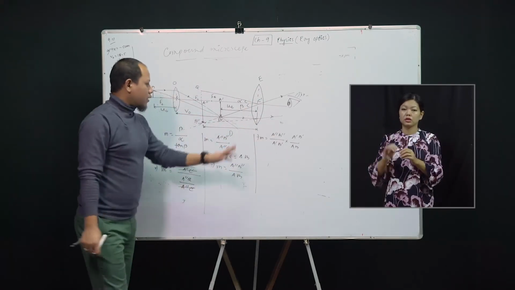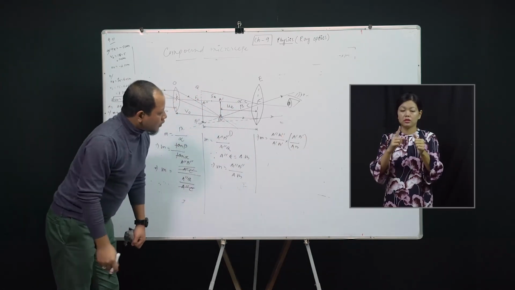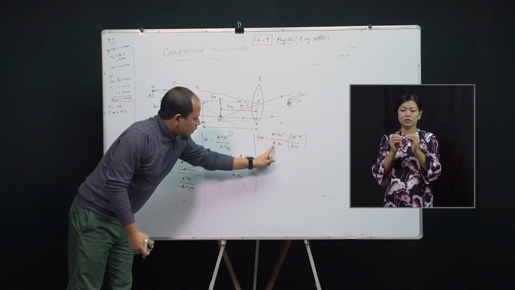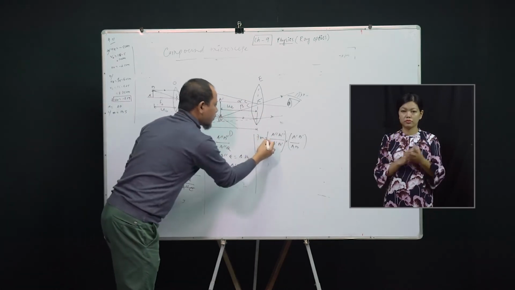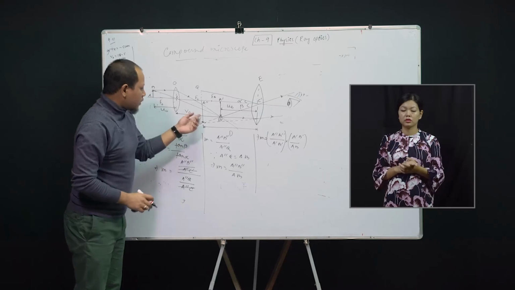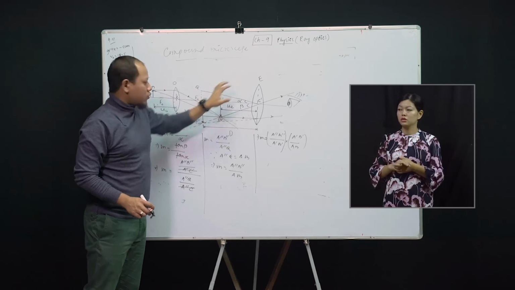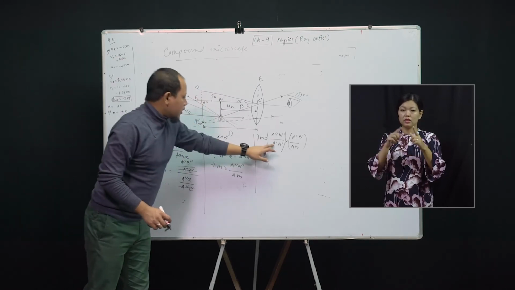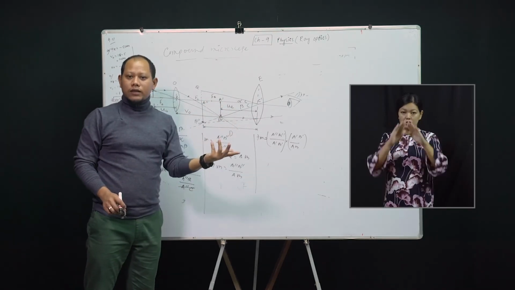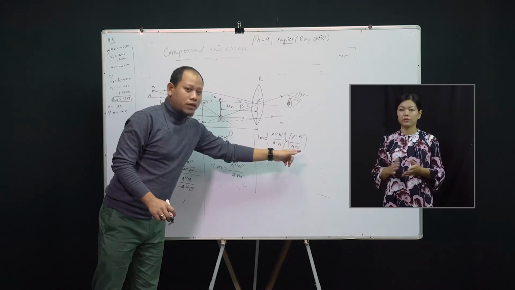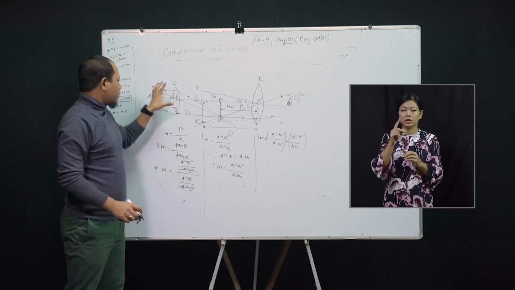From here, let's check this first: A double dash B double dash divided by A dash B dash. First let's check the first expression. A double dash B double dash is nothing but the image formed by the eye lens. So this is the size of the image, and A dash B dash will be the size of the object. Size of the image divided by size of the object is nothing but magnification. And again, A dash B dash and AB: A dash B dash is the image for the objective and AB is the object for the objective lens, right?